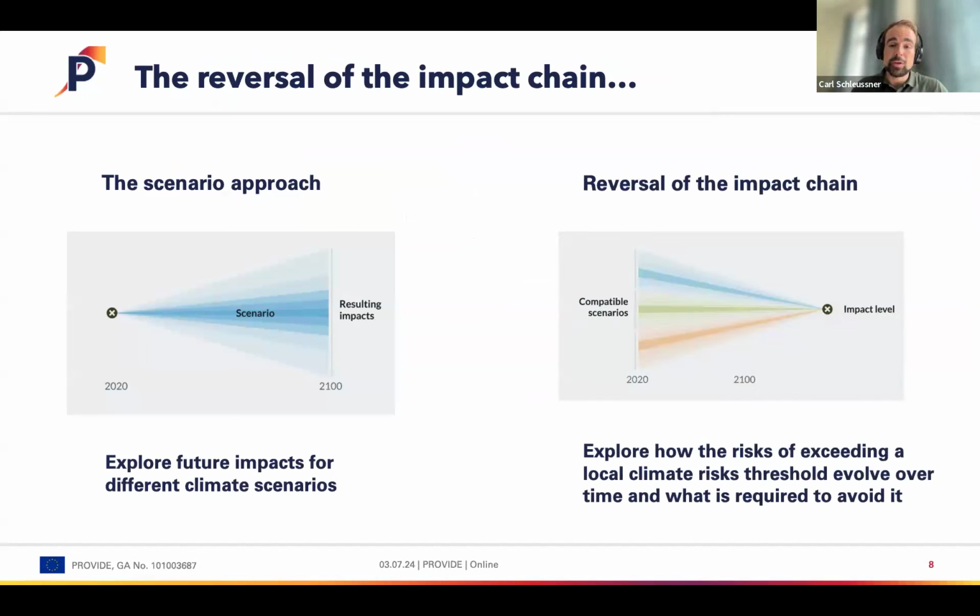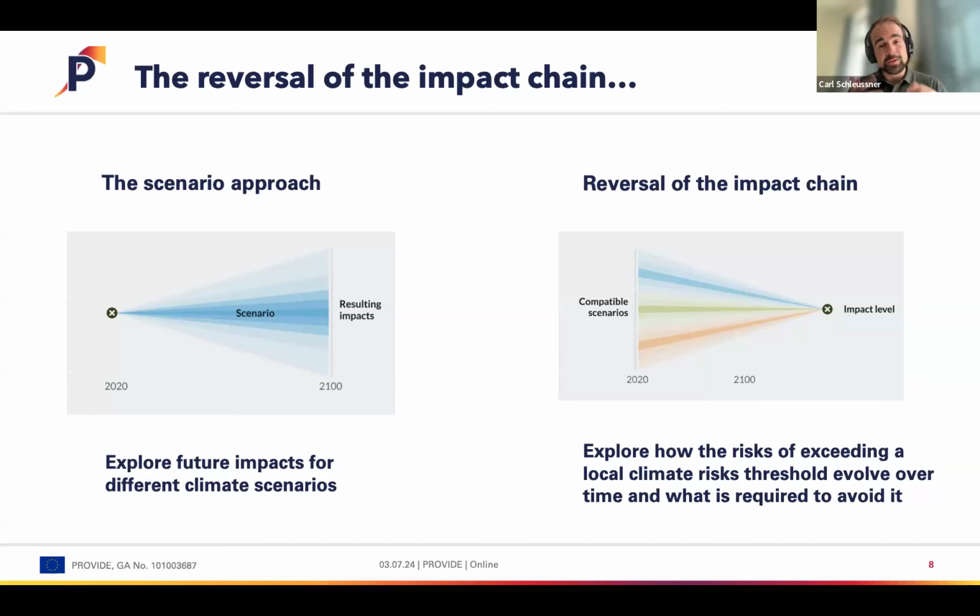So you start with a local risk threshold that is relevant in your context. For example, an urban heat stress level that would result in far-reaching health implications. And you can explore the risk of this threshold being exceeded over time, but also for different emission scenarios, thereby providing or assessing actionable climate information directly from the dashboard. And what do I mean by that?